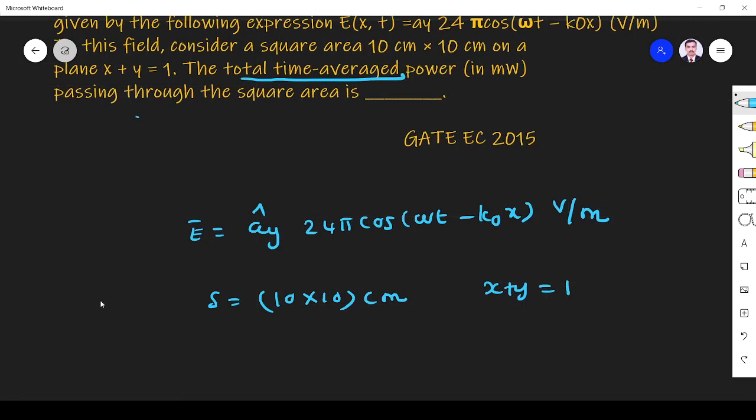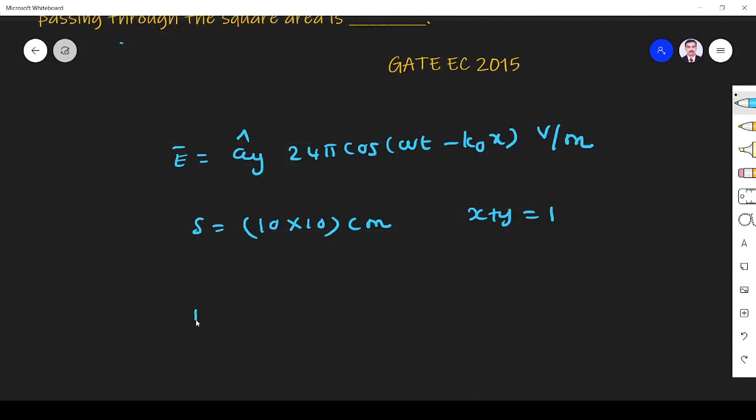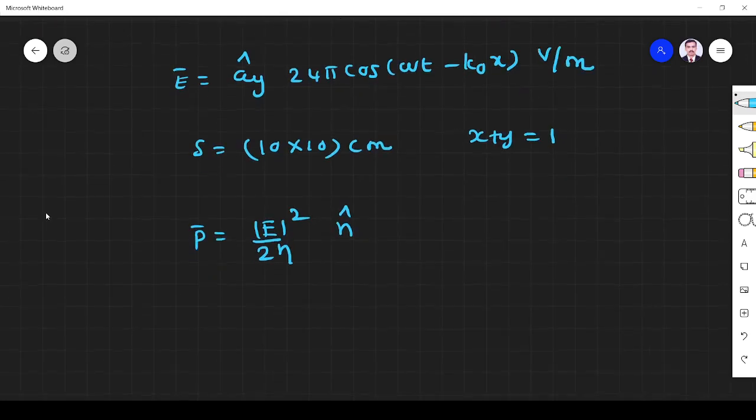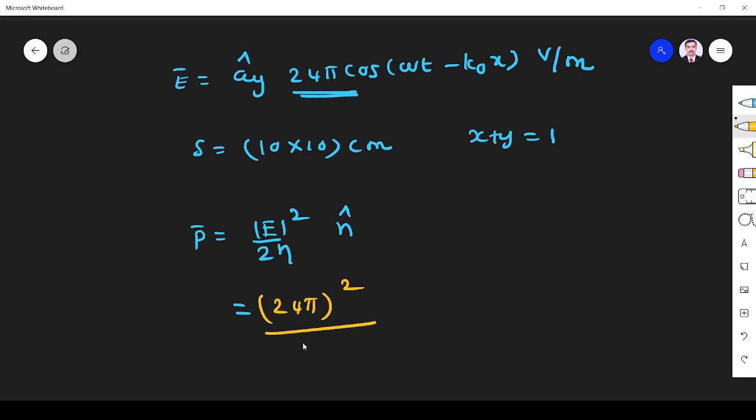Time averaged power. We know time averaged power is given by P = 1/2 |E|² n cap. What is the magnitude of E? That is 24π. So (24π)² divided by 2η, where η is 120π.